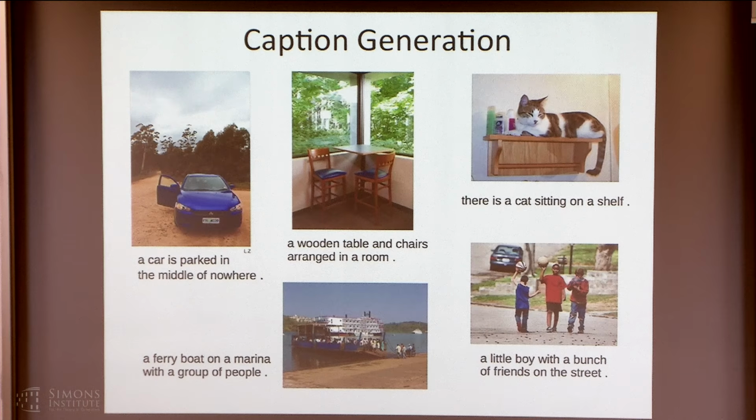And these are just some examples of these systems. These are sort of hand-picked examples, but they work quite well. In many cases, they do. Like if you look at that image, it says a car is parked in the middle of nowhere. That's just really good. But I'm going to show you some caveats as I go through the tutorial.